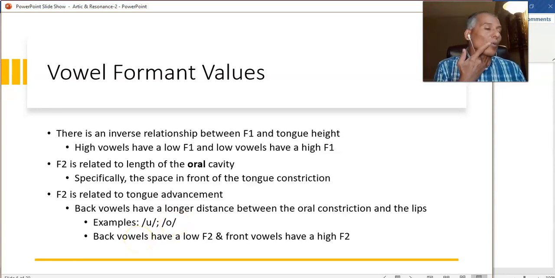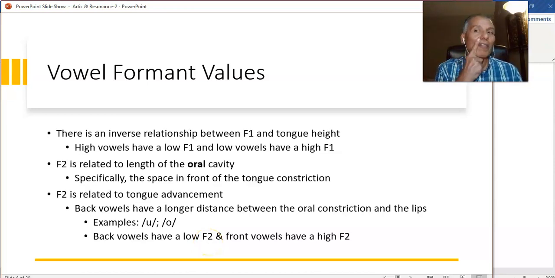Or if the tongue goes away from it, of course, the frequency will be lower because there is more space created. So back vowels have a longer distance between the oral constriction and the lips. For example, with a back vowel, the tongue is back, and that creates a greater room between the constriction, say O or U. The distance between that position of the tongue and the lips is greater for back vowels. So back vowels show a low F2 because the tongue moves to the back and leaves the front.